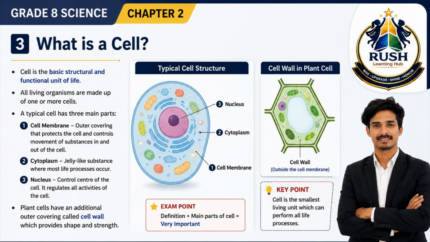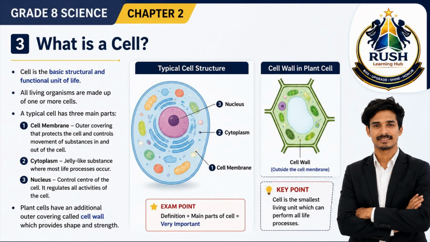Cell, basic unit of life. A cell is defined as the basic structural and functional unit of life. This means that cells form the structure of all living organisms and perform all essential life functions. Every living organism, whether it is a tiny bacterium or a large elephant, is made up of cells. Some organisms consist of only one cell, while others contain millions or even billions of cells.